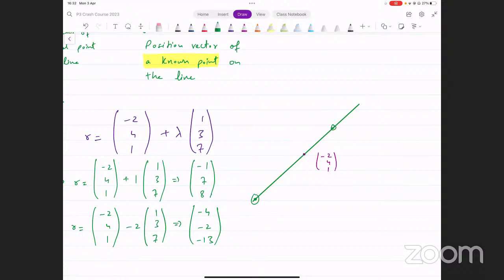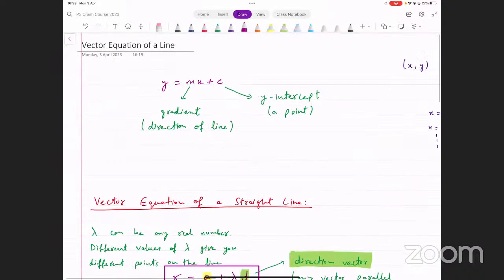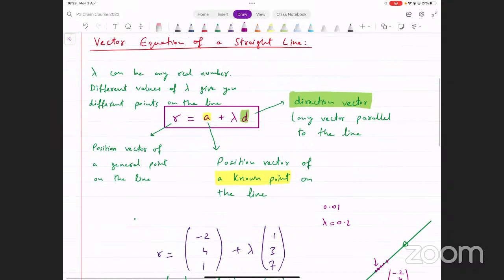Why? Because you could try inputting lambda equals 0.1, for instance. That would give you, let's say, this point here. If you input lambda equal to 0.2, you'll get another point here. 0.3 might give you here, 0.4 might give you this. And similarly, you could also input 0.01, 0.001, and you can get every point on the line like this. So that is what we mean when we say this: lambda can be any real number.